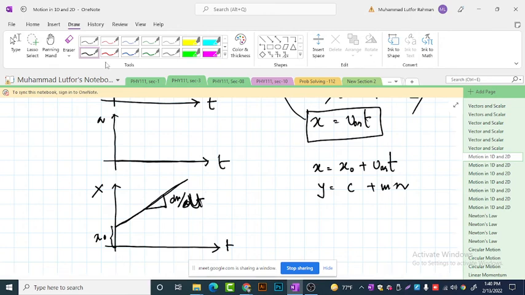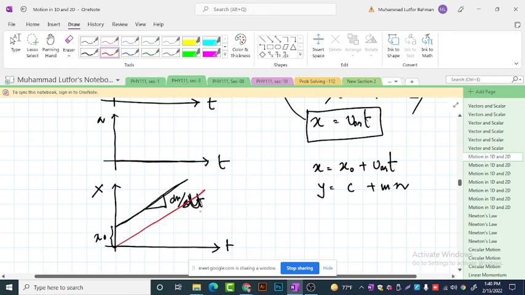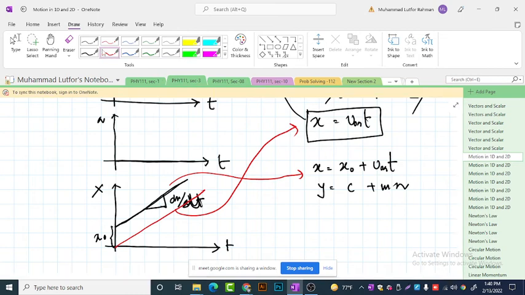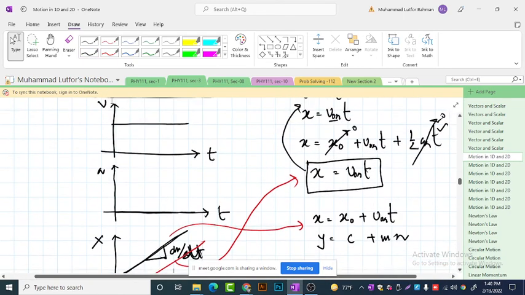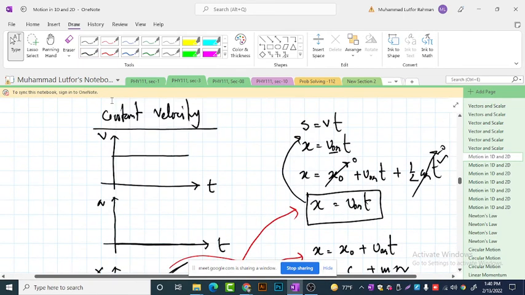If it's passing through the origin, then this will be your x equal to vt curve. If it does not pass through the origin, then this will be your curve. If it passes through the origin, then this will be your equation, x equal to vt. That's how you can explain the position versus time graph, displacement versus time graph, or acceleration versus time graph if the particle moves at a constant velocity.